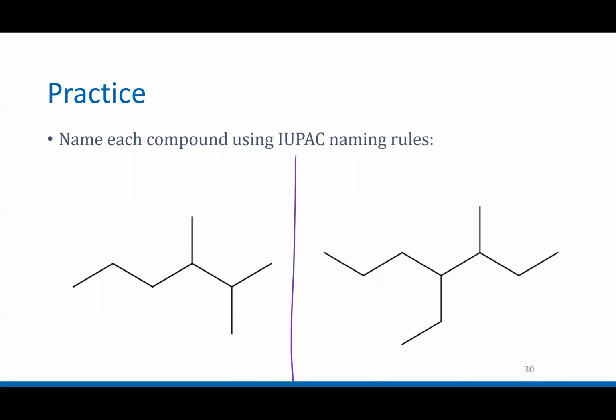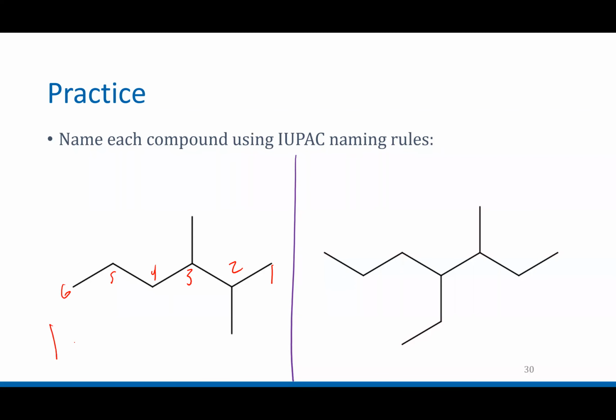And by the way, guys, when you're doing this, you could go 1, 2, 3. It doesn't matter. You can start here. This is still a methyl group. It won't change your name. But I just prefer to start at this one. So 1, 2, 3, 4, 5, 6.